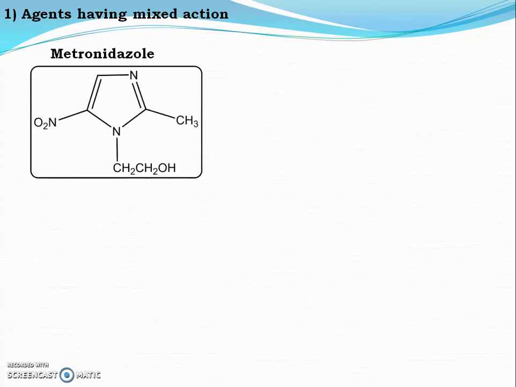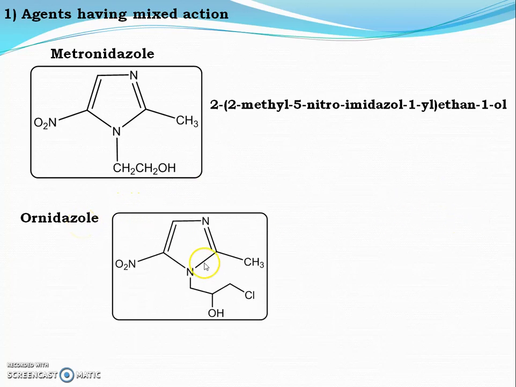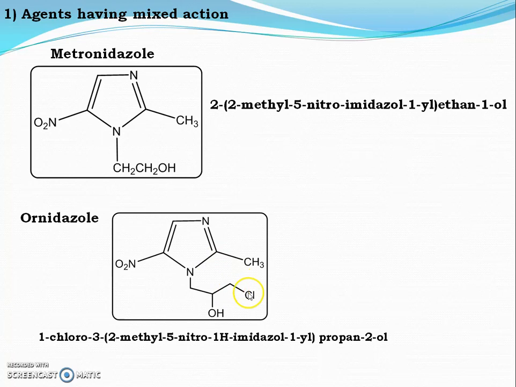The first agents are the agents having mixed action. The example is the metronidazole derivative. So this is the example structure of metronidazole having IUPAC nomenclature 2-methyl 5-nitroimidazole 1-yl ethane 1-ol. The second one is ornidazole. The IUPAC nomenclature is 1-chloro 3-(2-methyl 5-nitroimidazol-1-yl) propan-2-ol.